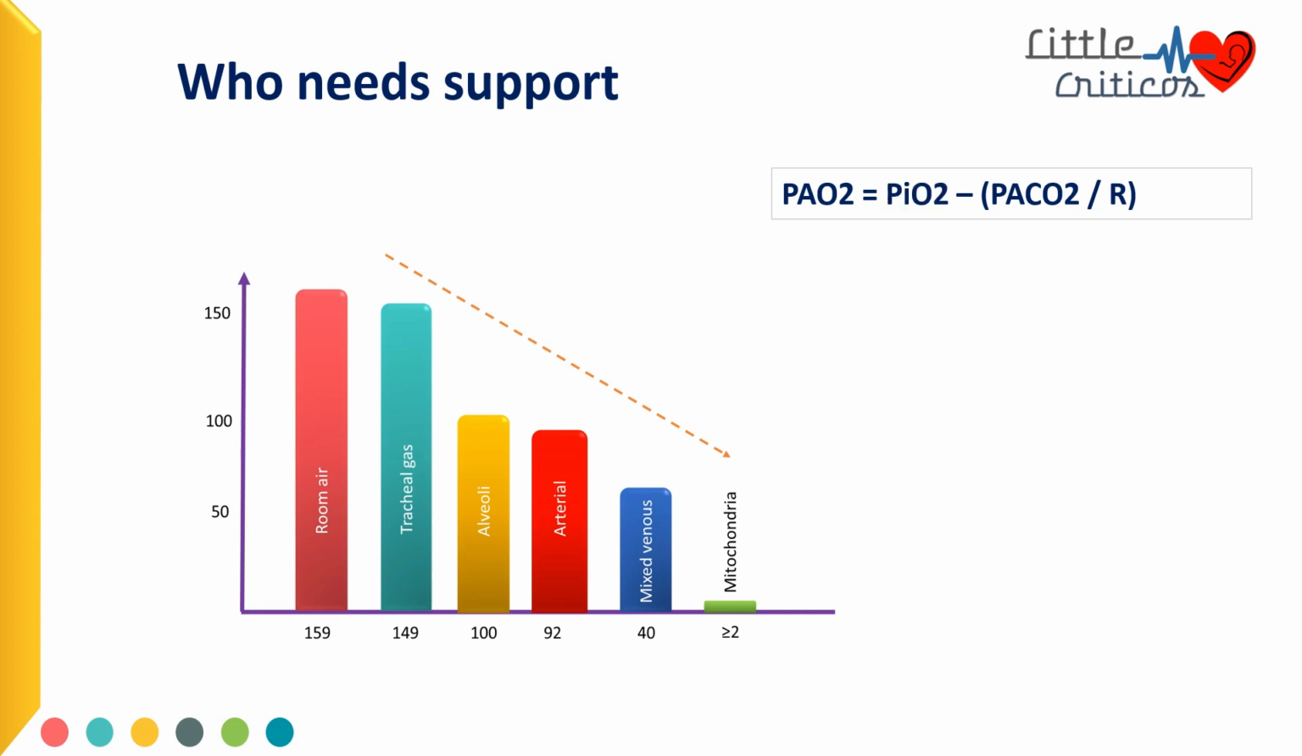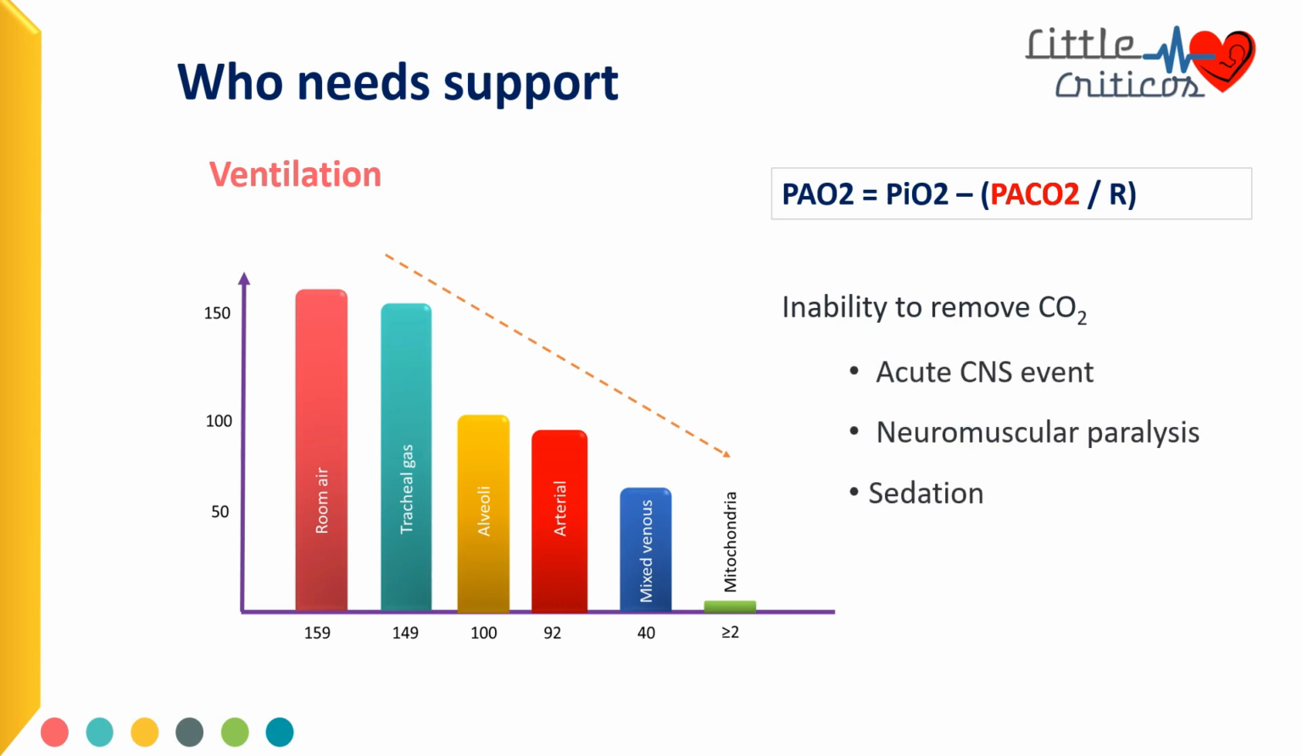The second defect is a ventilation defect. As we can see from the gas equation, as alveolar carbon dioxide content increases, it tends to displace the oxygen and reduces alveolar partial pressure of oxygen. This occurs in a condition where there is inability to remove carbon dioxide effectively. This may occur in acute CNS events as coma, neuromuscular paralysis like snakebite, GBS, or excessive sedation causing ventilatory dysfunction.